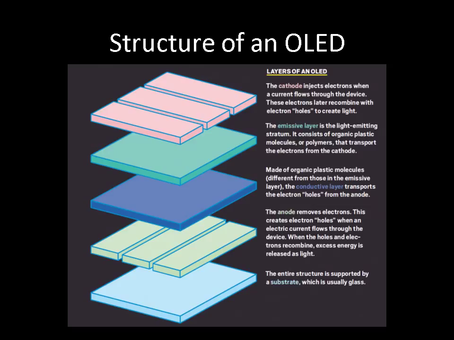The structure of a basic OLED is shown in this image. The power supply is connected to the cathode and the anode. The cathode is shown by the pink layer way on the top, and the anode is shown by the greenish layer near the bottom. The cathode emits electrons and the anode accepts them.